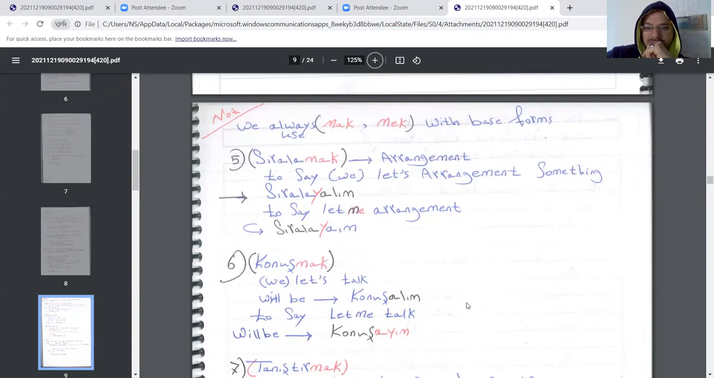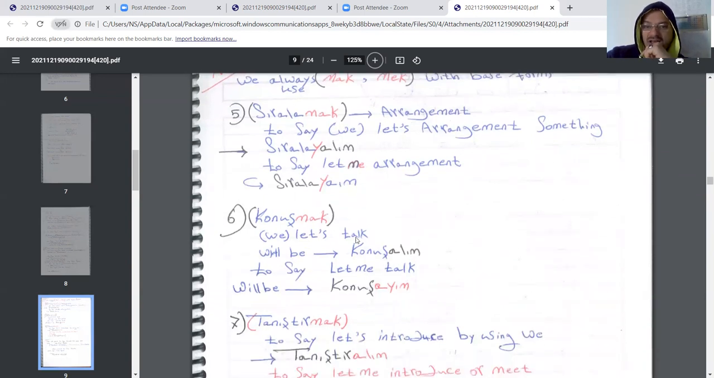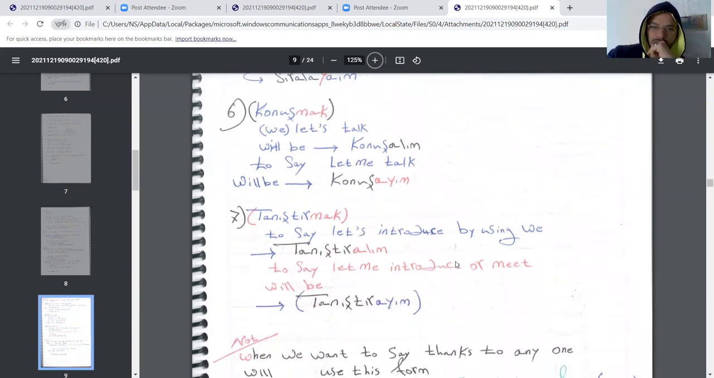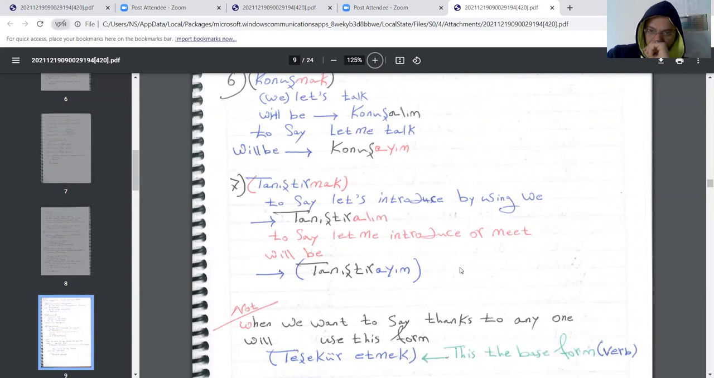Konuşmak, konuşalım. Here we don't have a vowel letter before the additions. Konuşalım, konuşayım. Let me talk, let's talk. Tanıştırmak, introduce. When you want to introduce yourself or you want to introduce other people, tanıştıralım, let me introduce. Here, let's introduce to another guy.